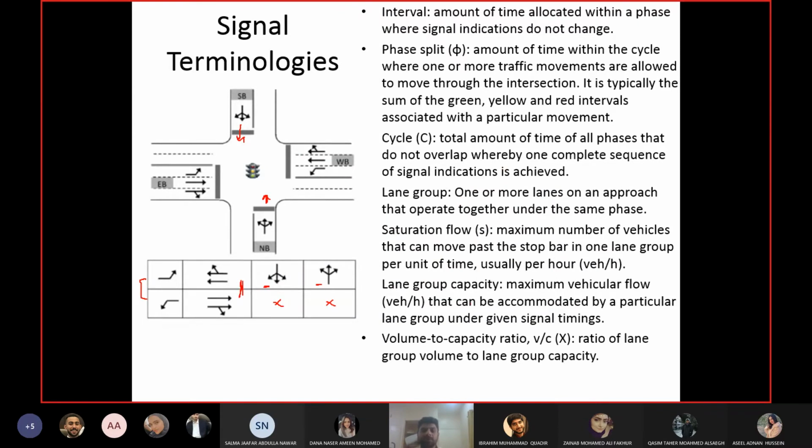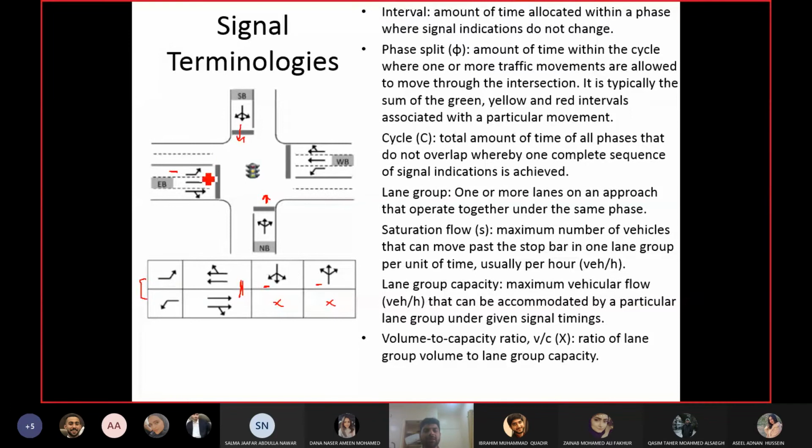Okay, then we have lane group. Lane group: one or more lanes on an approach that operate together under the same phase. So you have one phase in which one or more lanes are operating from the same approach. All those lanes will be under one lane group. For example, this left turning is one lane group because it is happening in this phase, and no other lane is operating in the same phase from this approach.